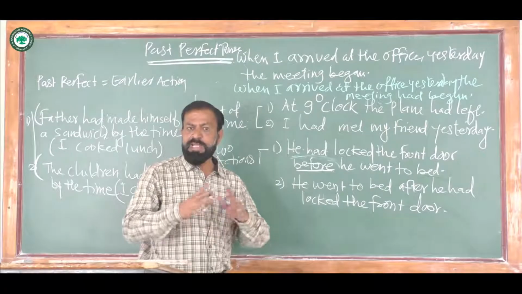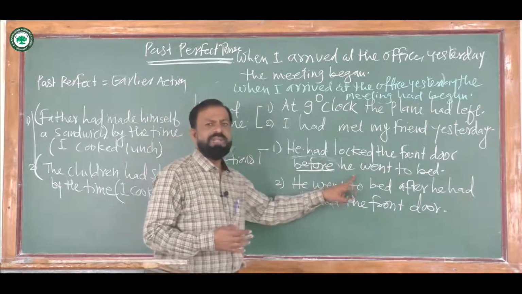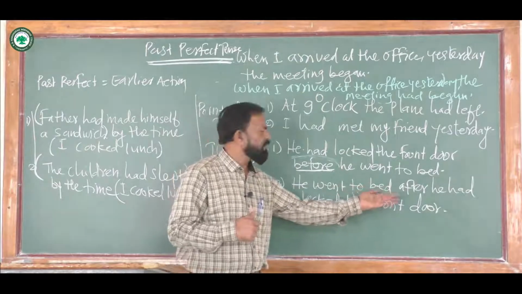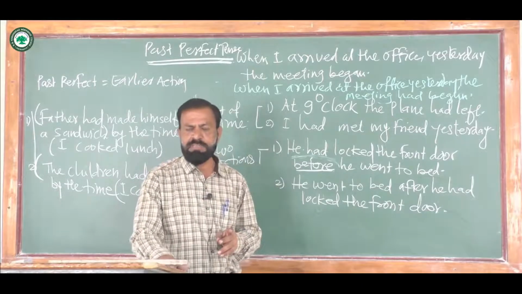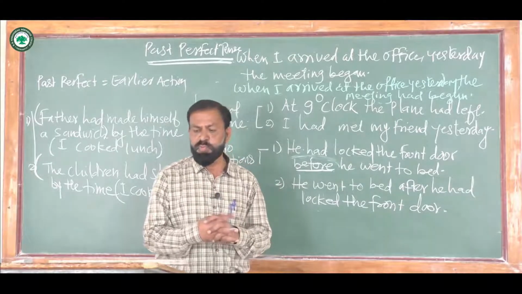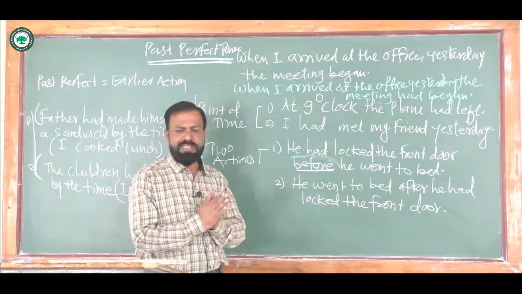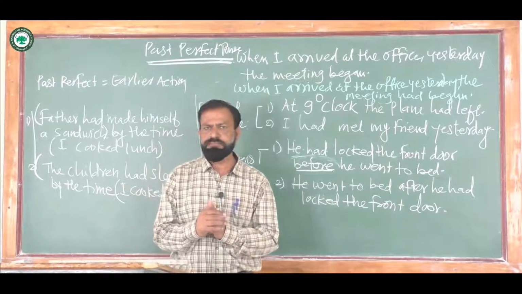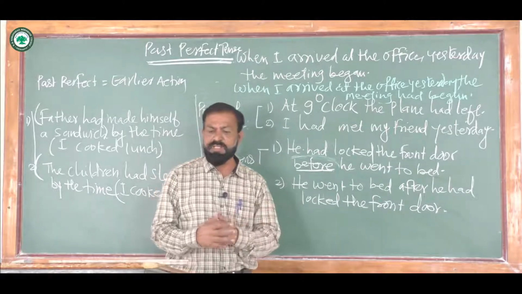When I say that he had locked the front door before he went to bed, or the same sentence can be said: he went to bed after he had locked the front door. As far as the meaning of this sentence is concerned, past perfect tense is used to show that the action takes place earlier, while the second half, the simple past tense, describes that the action takes place later on.